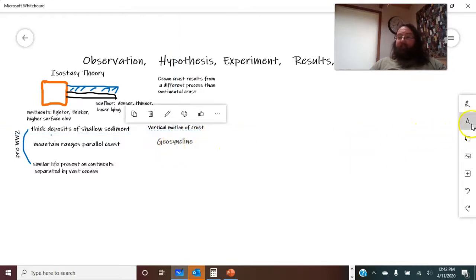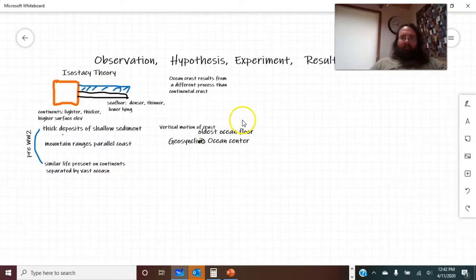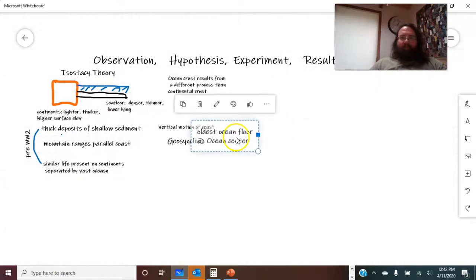Now, geosyncline theory also makes a prediction. It predicts that the oldest ocean floor will be at ocean center. You'll find the oldest sea floor at the center of the ocean basin. So these two are kind of linked to each other, and we can test this at some point.